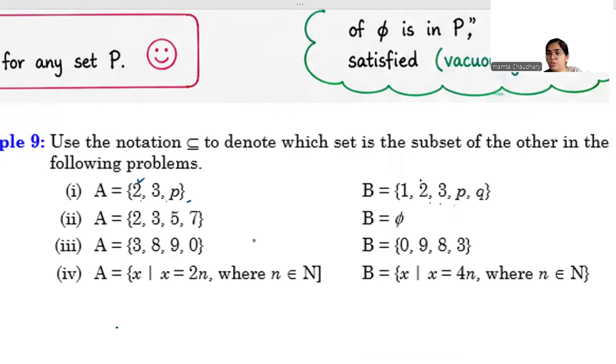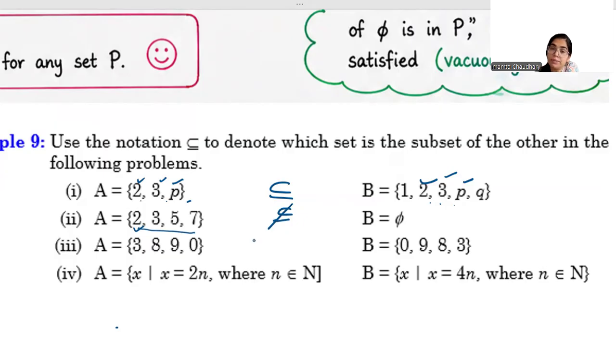2, yes, 2 belongs to B. 3 belongs to A, 3 belongs to B also. P belongs to A, P belongs to B also. Yes, so what can we say? A is the subset of B. Now here A is 2, 0. What is B? B is the null set. It means in B there is no element. So whatever elements are there in A are not in B. So we say that it is not the subset of B.